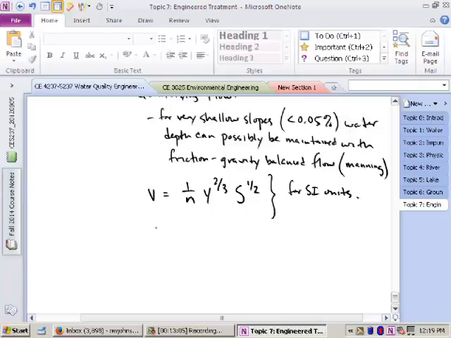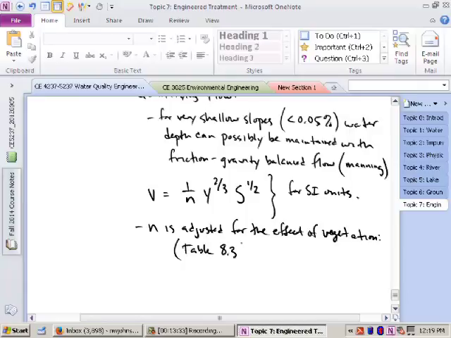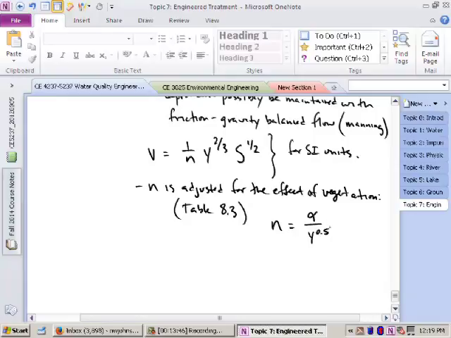n can be adjusted for vegetation. And it's also a function of vegetation density and depth, but table 8.3 in the book has some information about this. n can be written as proportional to alpha over y to the 0.5 power, where alpha is between 1 and 10 for y in meters.